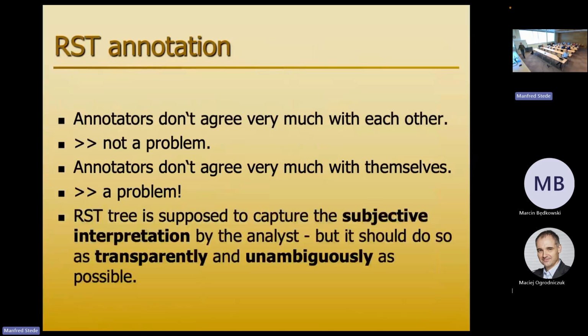And so my slogan would be, the eRST tree is supposed to capture a subjective interpretation by an analyst. That's why I think this is not per se a problem if you get different trees from different people. But it should do so as transparently and unambiguously as possible. If I annotate a text, I don't want to get frustrated because I don't know if this is cause or reason. It can be contrast or sequence, both. What am I supposed to do if both is possible? Yeah, so these are the things we want to get under control.